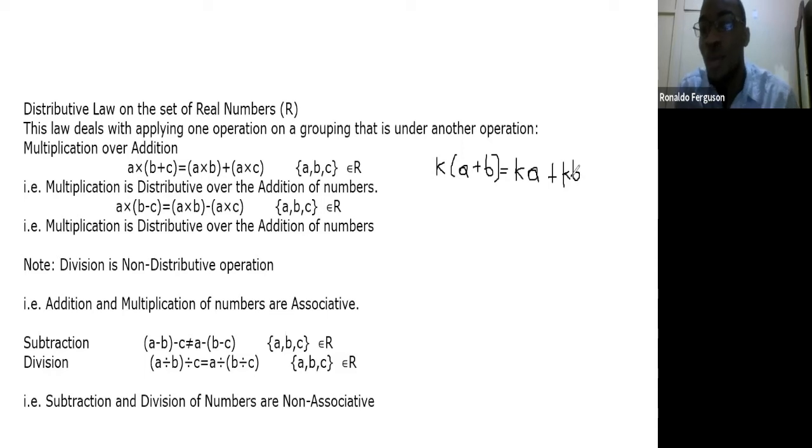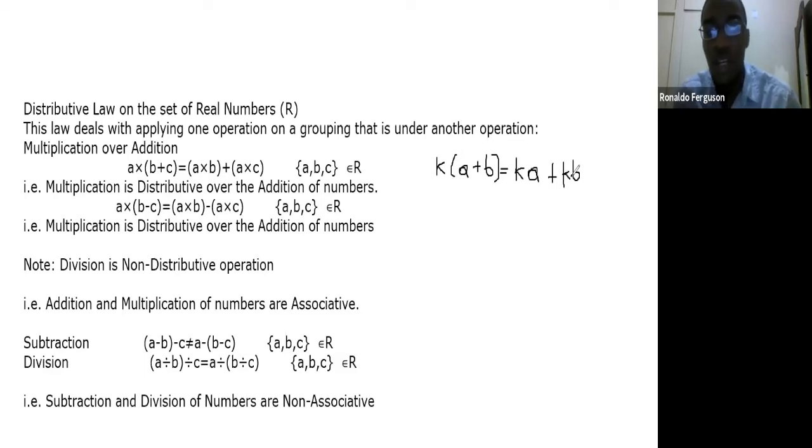From primary school, my teacher said the k is going to distribute. The k is added to both of them, so it becomes k times a plus k times b. So the k distributes inside the bracket, and it multiplies both of them, and then you take the sum. The k has to be a part of both of them, so that's why I put the bracket. That's what she told me, and I've never forgotten it.